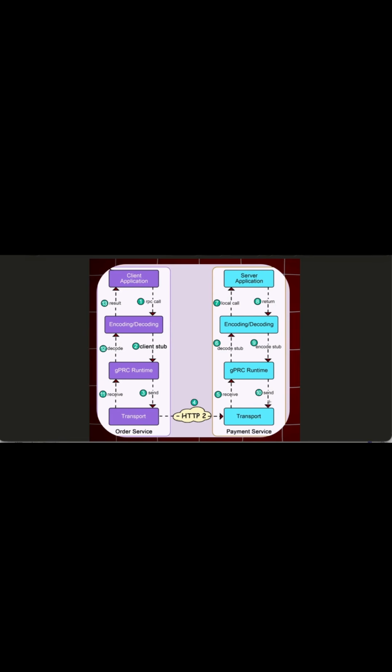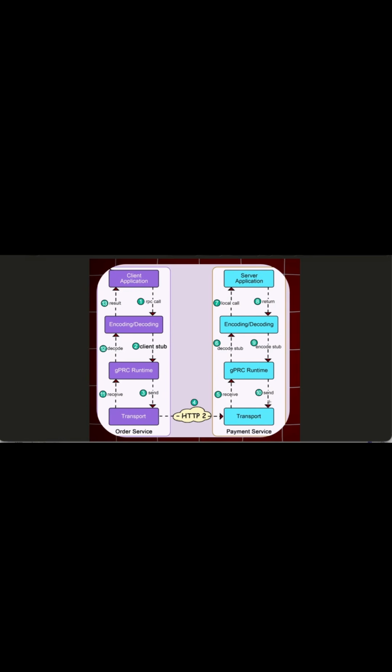So client stub is nothing but an API contract. Then it will go to gRPC runtime. Then it will go to transport. Using HTTP2, it will move back to our server. The backend server also has a transport. Then it will go to gRPC runtime, then to decoding, then to the server application.